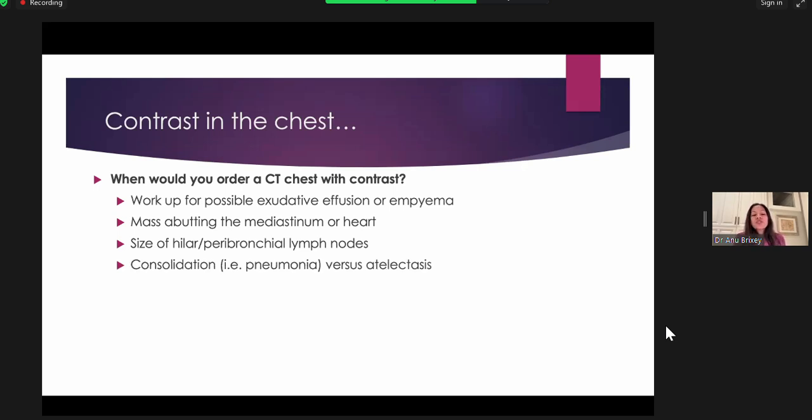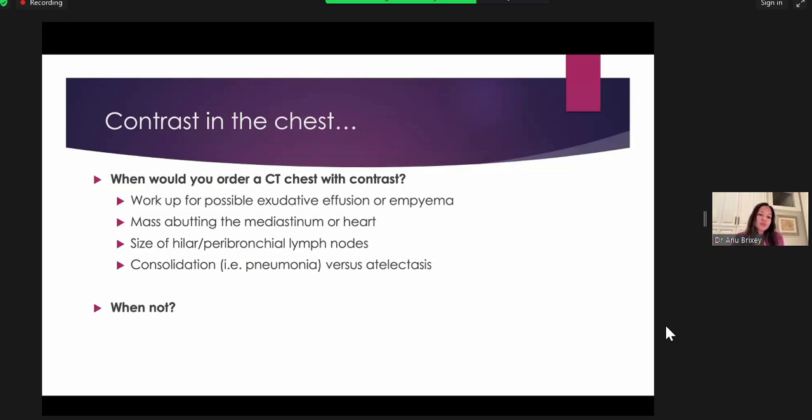And the final situation is patients that have an opacity in their lungs, typically a consolidative opacity, and you're not sure if it's a pneumonia versus atelectasis. We're going to talk about that in more detail, so I'm going to hold off on mentioning other details.